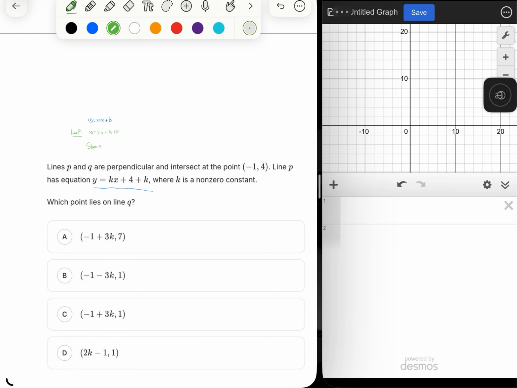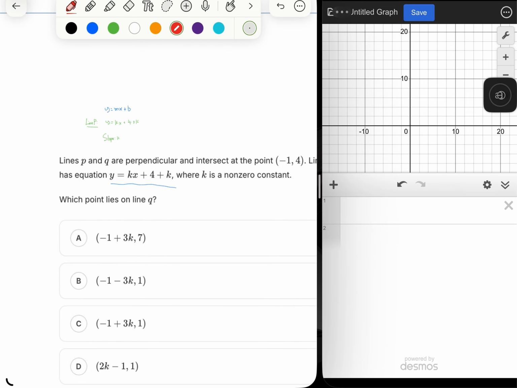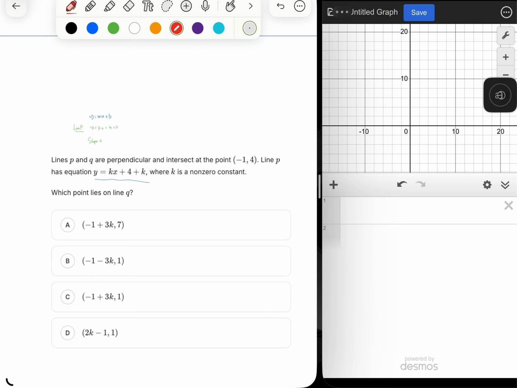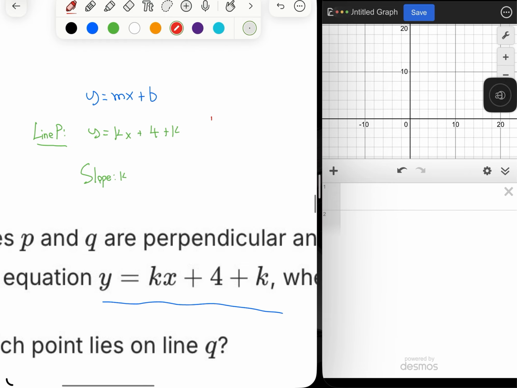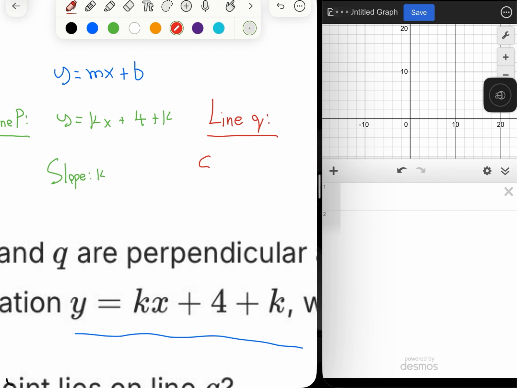They tell us that line Q is perpendicular to line P. So this is where my title comes from. We're given the equation of one line, we're given the intersection point, and we know that it's perpendicular to another line. Therefore, I'm going to chase the line. I'm going to try to find the equation of line Q. Because line Q is perpendicular, remember that perpendicular lines have opposite and reciprocal slopes. So this is going to be -1 over k.